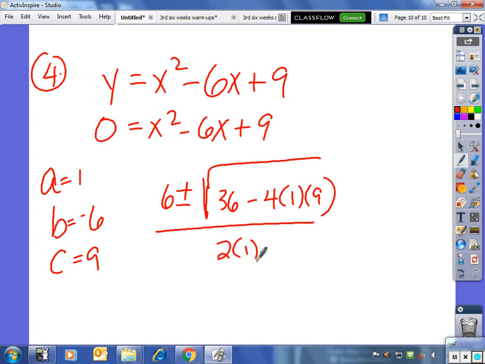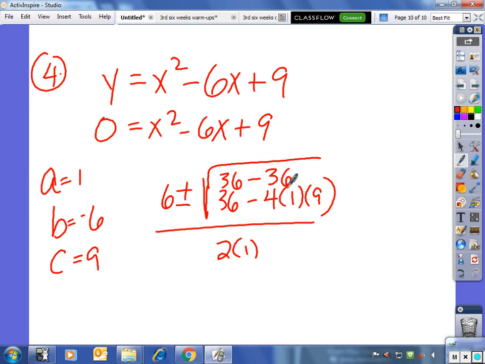What happened on this one? The number inside the radical symbol is what? 0. Can you take the square root of 0? Absolutely you can. What number times itself is 0? Every single number times itself is 0. So 4 times 4 is 0. 8 times 8 is 0. 0 times 0 is 0.